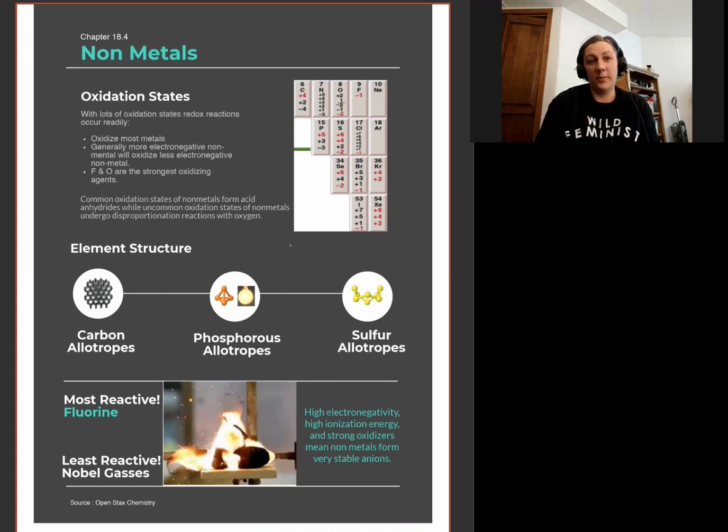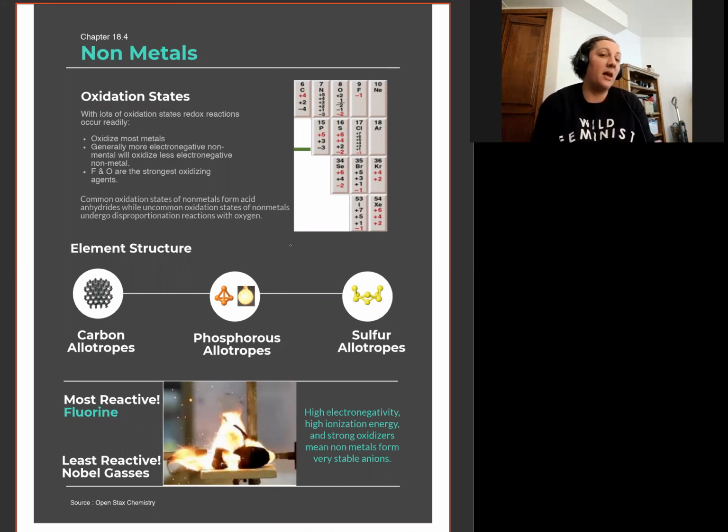This is a short presentation on nonmetal elements. Nonmetals are located in the upper left-hand corner of the periodic table. They include both kind of typical nonmetals and also our noble gases.